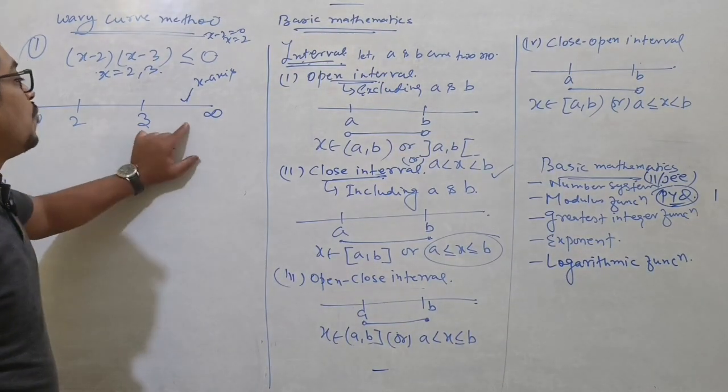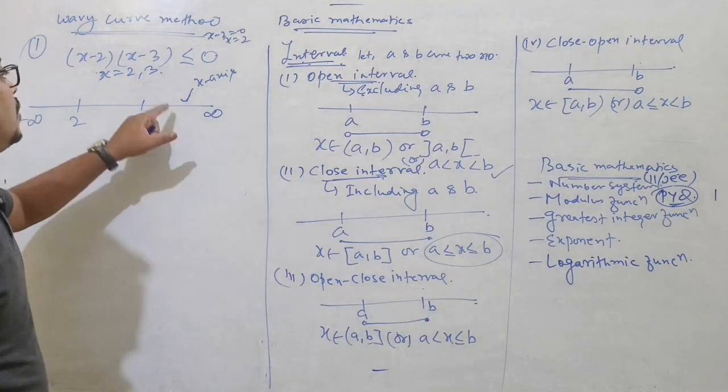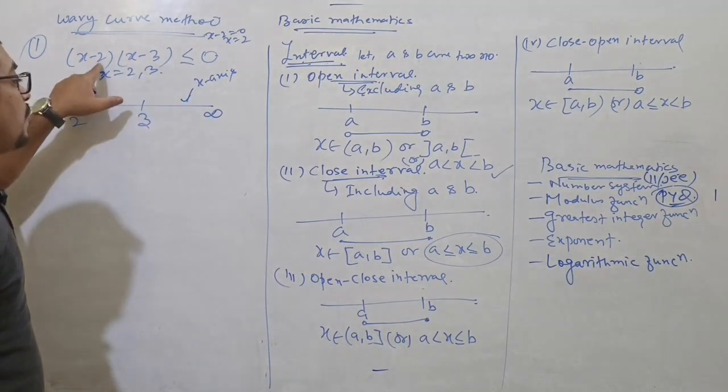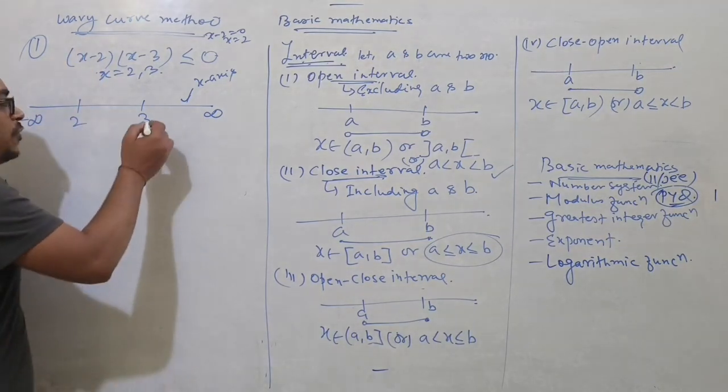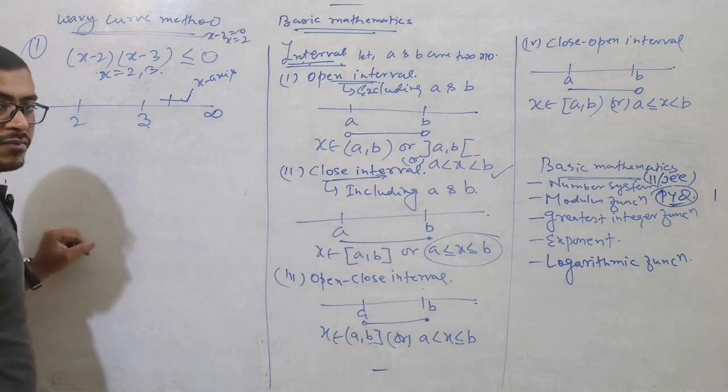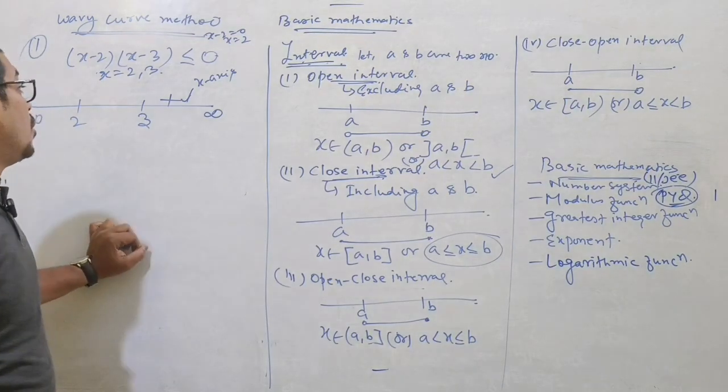So take more than 3, say 4. So 4 is positive, 4 minus 3 is positive, 4 minus 2 is positive. So if you take a number more than 3, then it comes out positive. Clear?